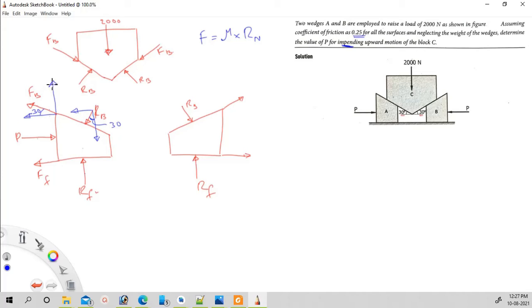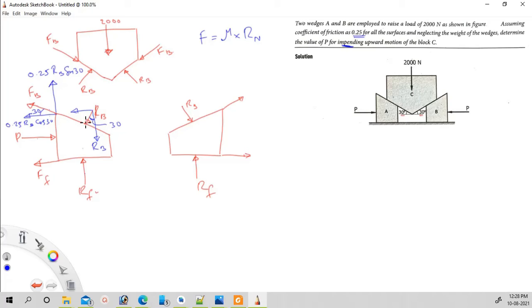0.25 is given. Therefore, I'll write this component first: 0.25 into the reaction at this surface, which is RB, is it not? RB, and this component will be sine 30. 0.25 RB sine 30 is this component. Okay. Then this component will be 0.25 RB cos 30.